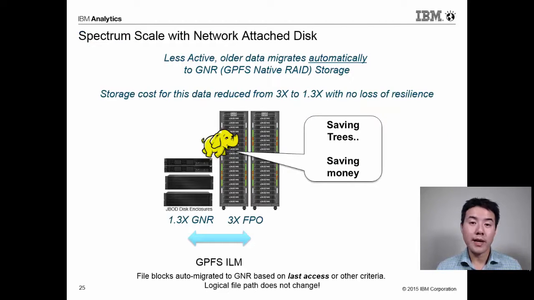With Spectrum Scale, you can actually attach network attached storage, so you can define a policy that says if a file has not been opened in 6 months or a year, it should be automatically moved from direct attached disk, where we have 3 copies, to the network attached disk, which only has 1 copy of that file. And so now you're saving a lot of trees, saving lots of money, and also containing the growth of your cluster. On top of that, you can define policies to automatically destroy the data as well, and this will free up space automatically. Now, even though that data has moved from one part of the cluster to another part, the data remains available to Hadoop. The file path hasn't changed.